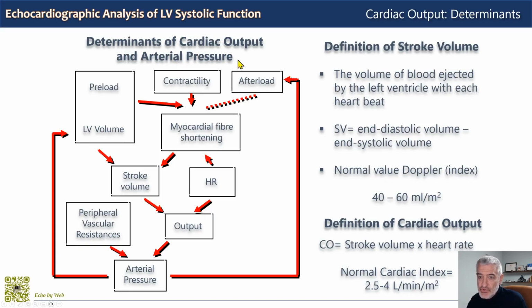These are the determinants of stroke volume. We begin with the determinants of myocardial shortening, which are preload, afterload, as we already talked about in the previous slides on physiopathology, and myocardial contractility. Stroke volume is then determined by myocardial fiber shortening and left ventricular preload, which is left ventricular end-diastolic volume. Cardiac output is the product of stroke volume by heart rate, and output together with peripheral vascular resistances produces arterial blood pressure. The normal value for stroke volume index is 40 to 60 milliliters per square meter.